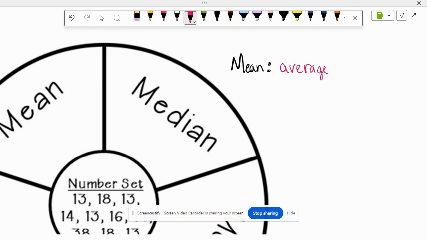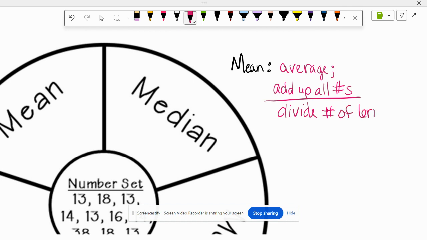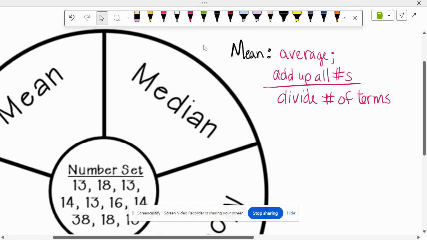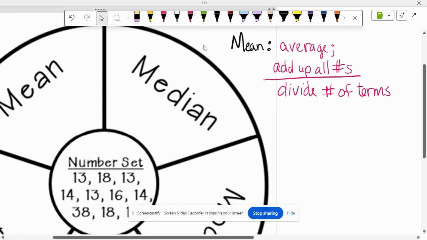Kimber, how do I figure out the average? You add up all the numbers and you divide by the number of terms. Divide by the number of terms in your data set. You add up all the numbers and you just divide by the number of terms.